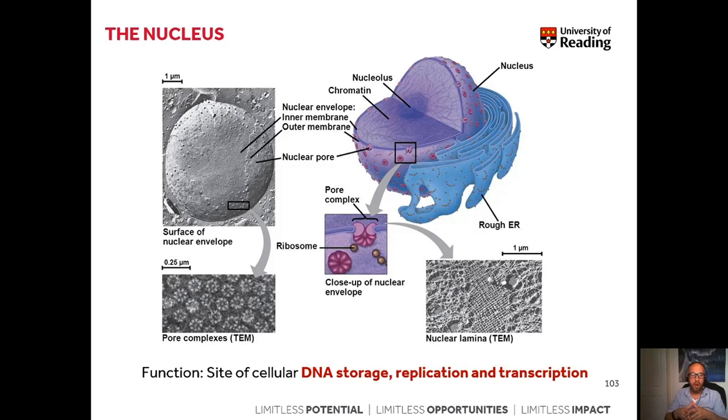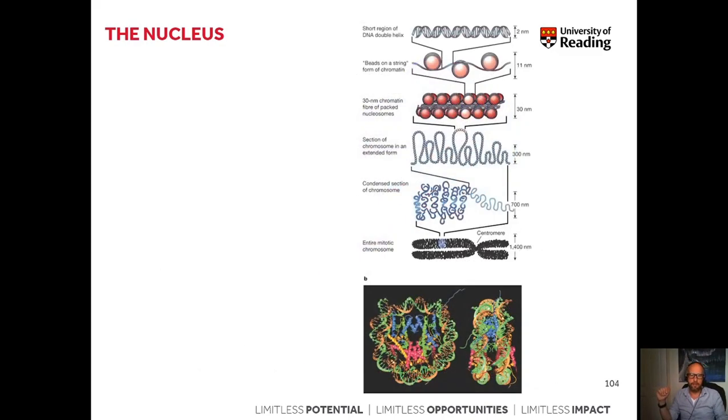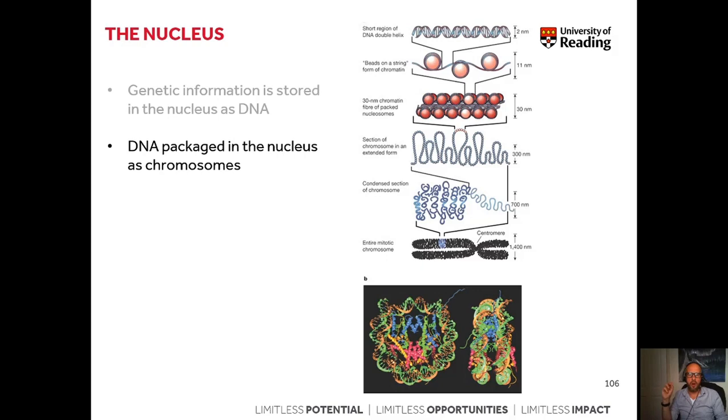Not only this, also the process of transcription takes place in the nucleus. This is the process where DNA is used as a template to generate a molecule of messenger RNA. Within the nucleus, again, the information is not only stored but also condensed into chromosomes, and we will be talking about the chromosomes and condensation of the DNA in a dedicated lecture in the weeks to come. For now, please keep in mind the DNA is packaged as chromosomes.